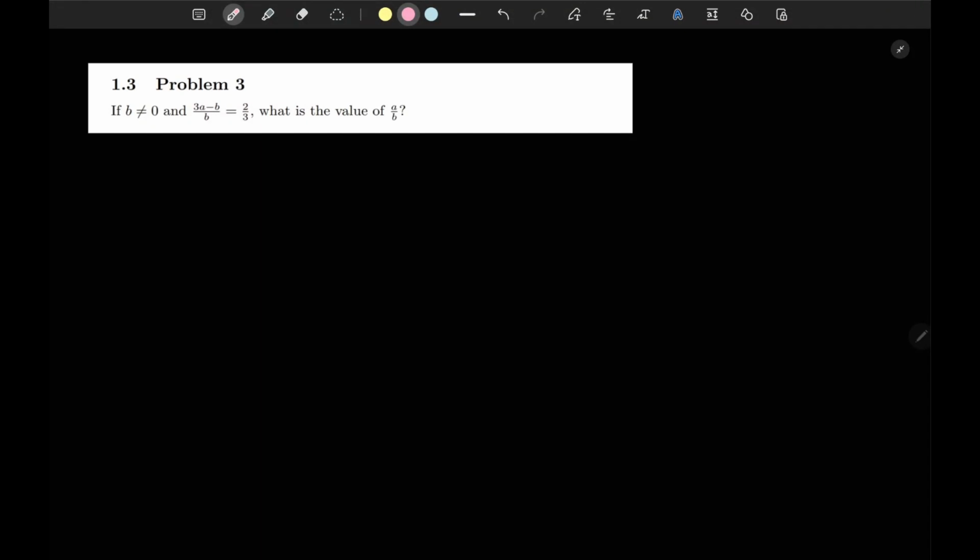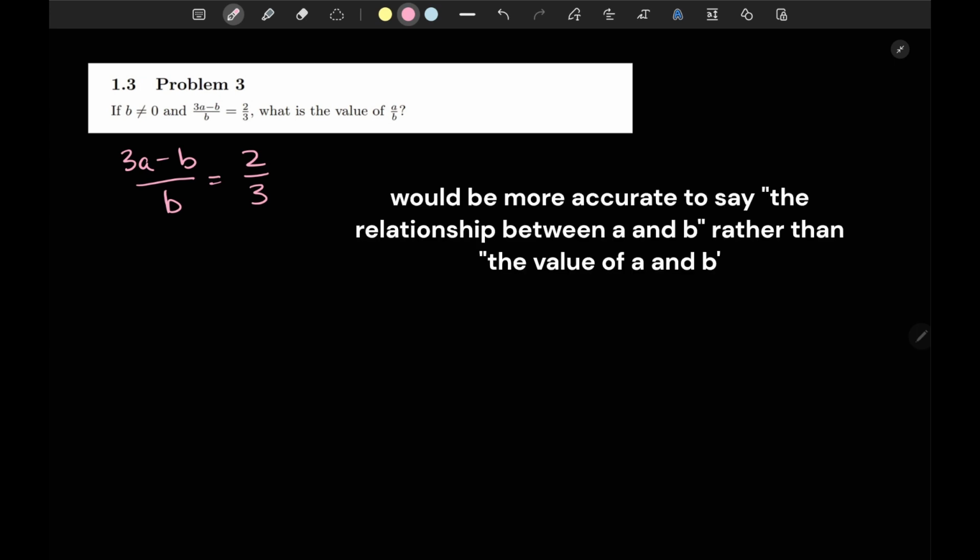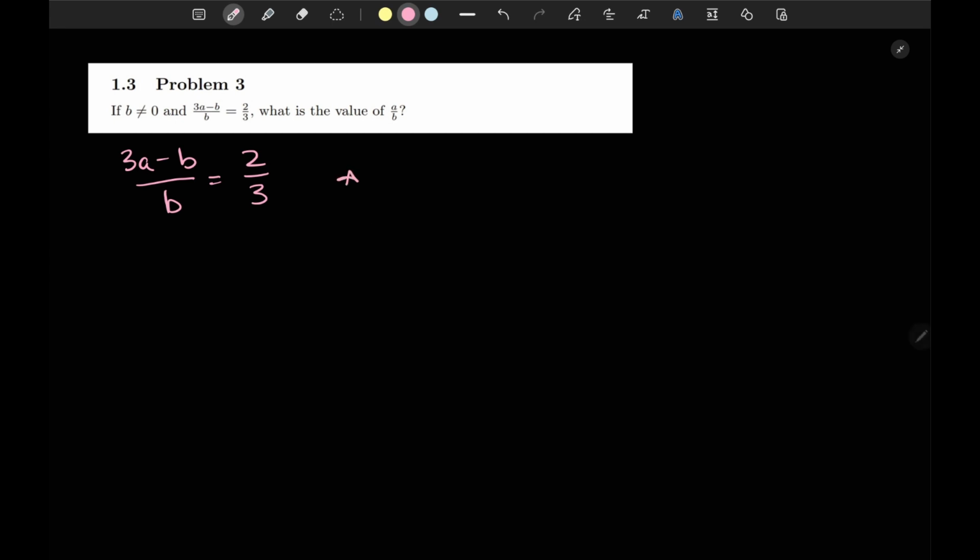Okay, so the first thing I want to point out with this problem is that this expression that we're given, (3a minus b) over b equals 2/3, is the only expression that we're given that tells us something about the value of a and b and how they relate to each other. And since we only have one equation here, we can't actually find the exact values of a and b, because to find the value of two variables, we would need two equations.